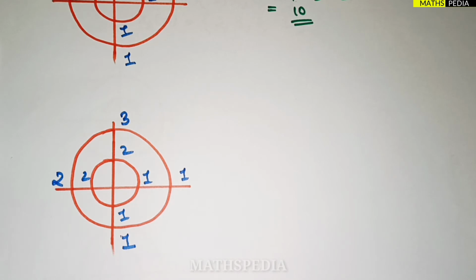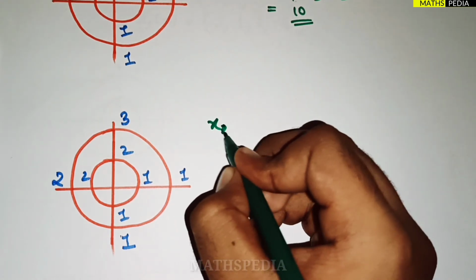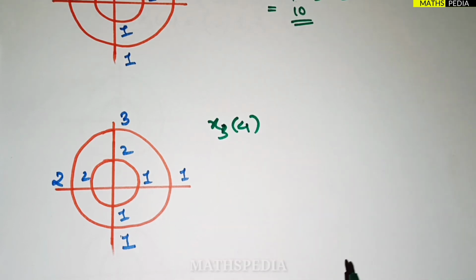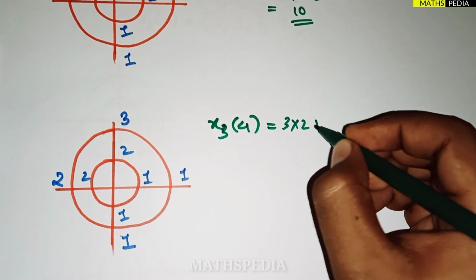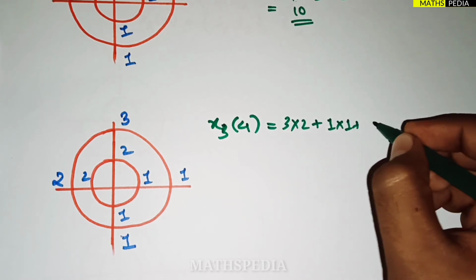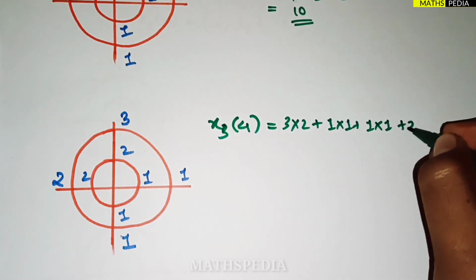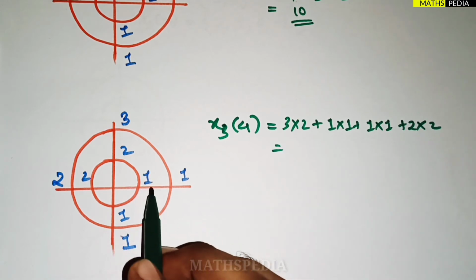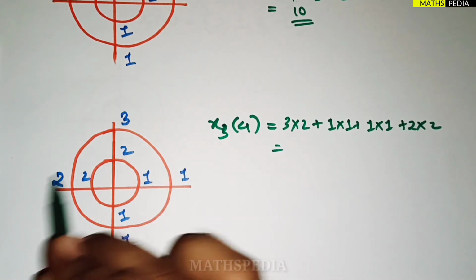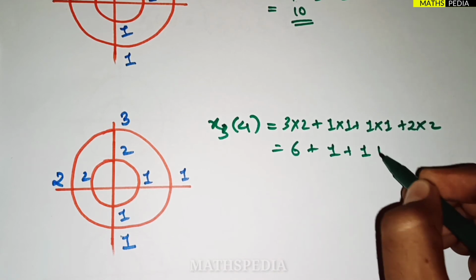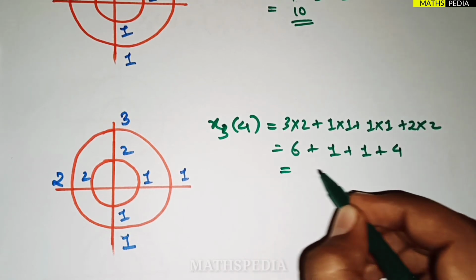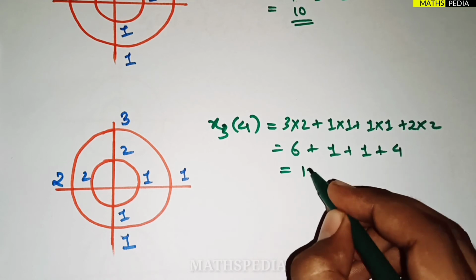So next, the last step is nothing but x3 of 4 I have to find out. x3 is nothing but the result of the convolution of two sequences. So just multiply 3 into 2 plus 1 into 1 plus 1 into 1 plus 2 into 2. Anyways, you can multiply. Just remember you have to multiply in this way. Okay. 6 plus 1 plus 1 plus 4. How much am I getting? 6 plus 4, 10 plus 2, 12.